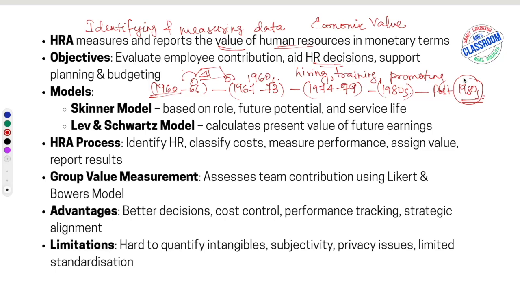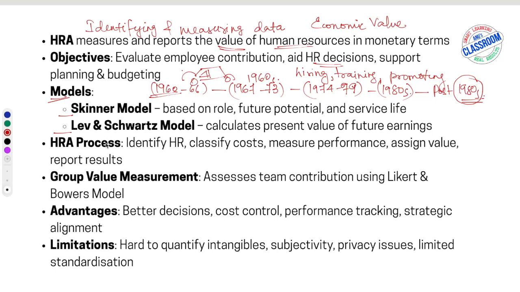Okay. Now, there are two very popular models for HRA, human resource accounting, that you must be aware of. First is the Skinner model, and the second is the Lev and Schwartz model. The Skinner model calculates human resource value by looking at their current role, the possible future roles they can get into, and the expected length of service. So it considers things like promotions and resignation.